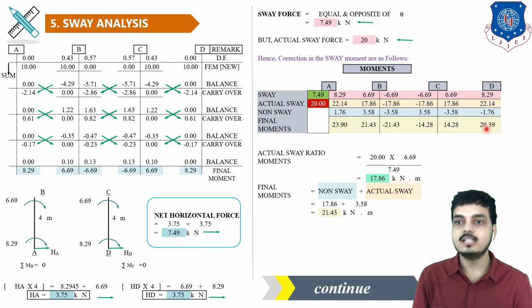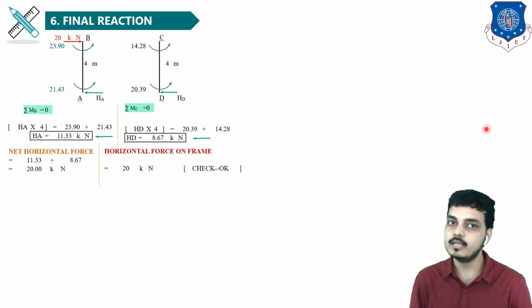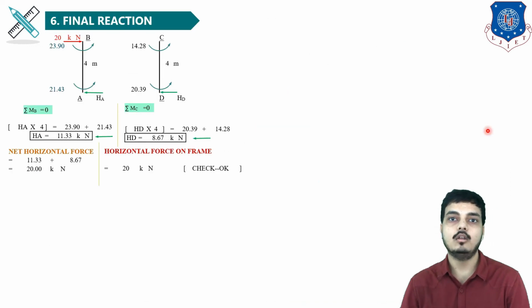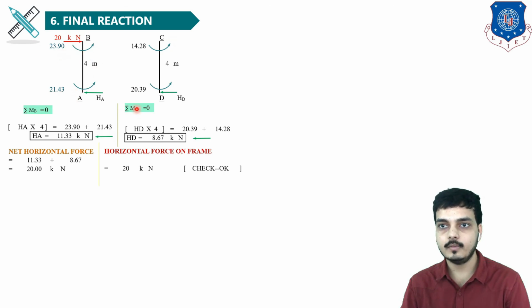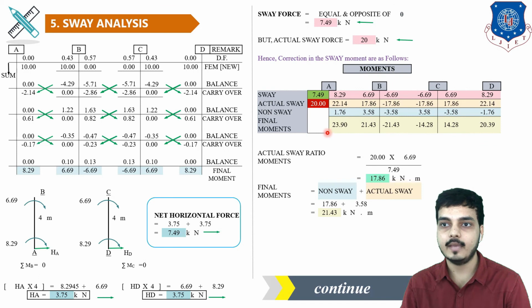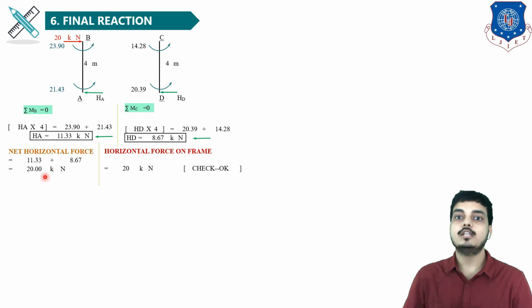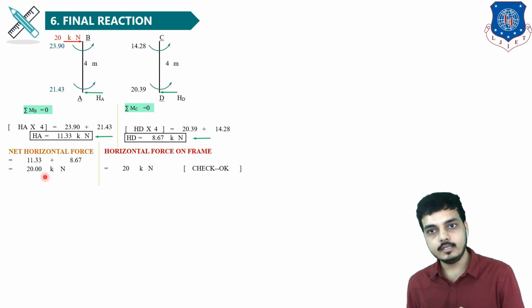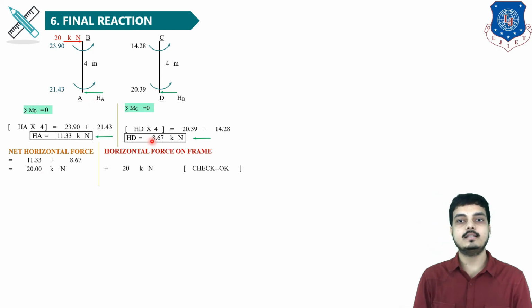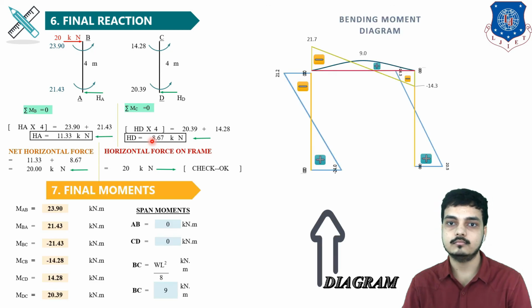Now, at last, after finding my final moments, we have to again check the reaction. This is a check process. Now look, these are my moments which are coming from here: MAB, MBA, MCD, MDC. And again we will find the reaction. Here I have placed this 20 kilonewton as well. So again HA and HD will be found out. Then the sum of these will be 20. So our actual sway was 20, and this reaction is also coming 20. Hence our correction is correct. Our sum is correct, so we can proceed with the diagram.